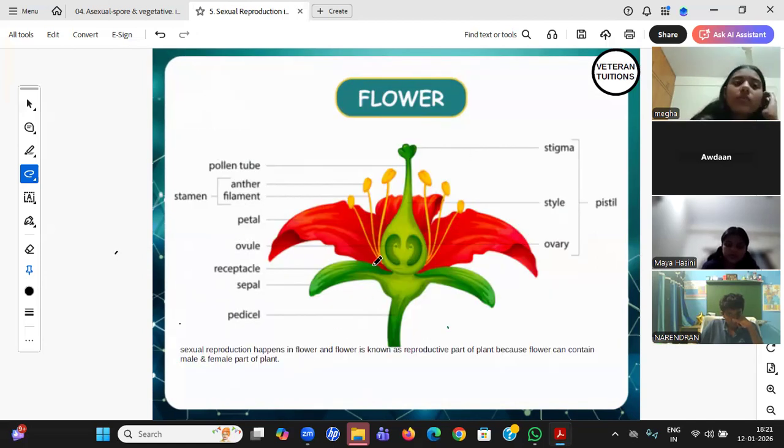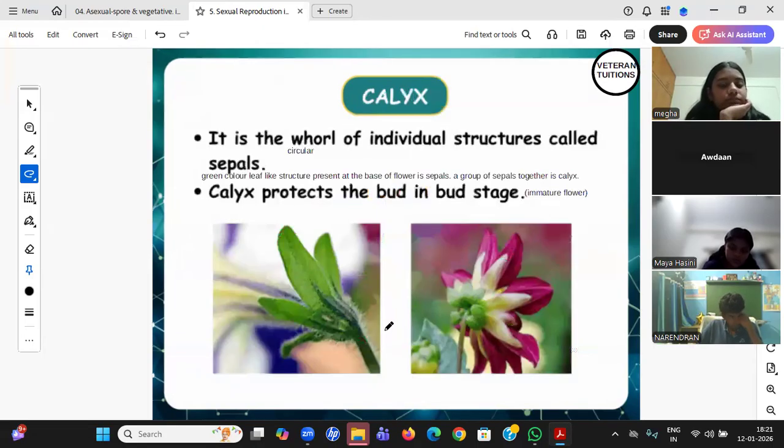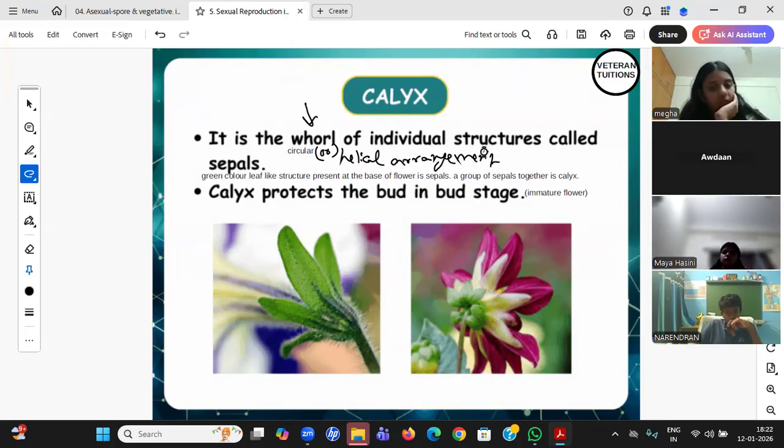So the first part you can see here. What is this? The green colored part. I'm starting from the bottom. The green colored part is the calyx. What is calyx? Whenever I use this word, just understand it is a circular or helical arrangement. That's all you need to understand. It is a circular or helical arrangement of individual structures called sepals. Whatever you see here, this is nothing but sepal, sepal, sepal, sepal. The green part is nothing but sepals.